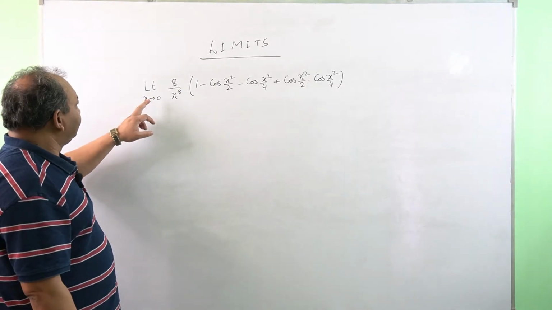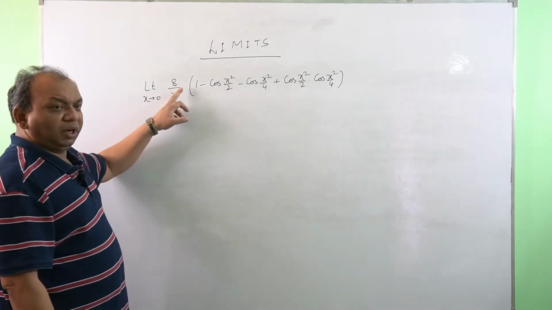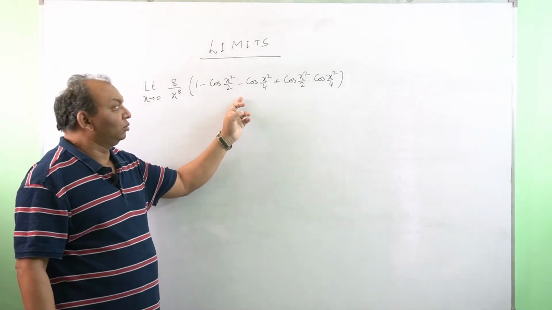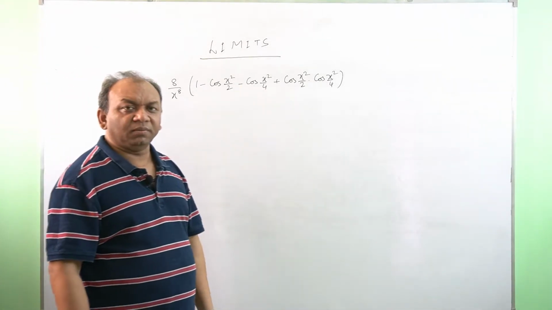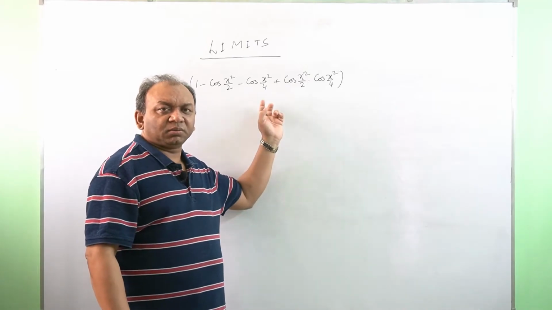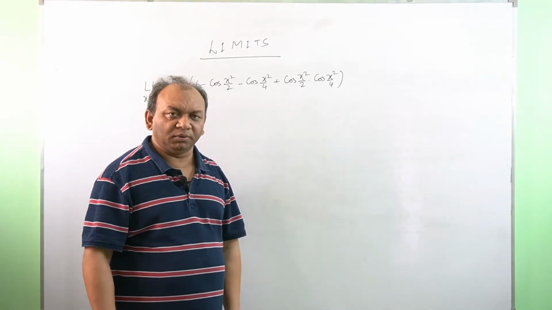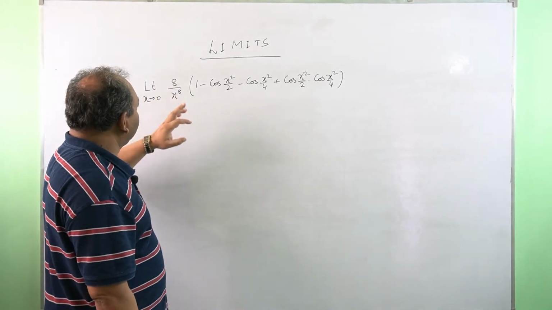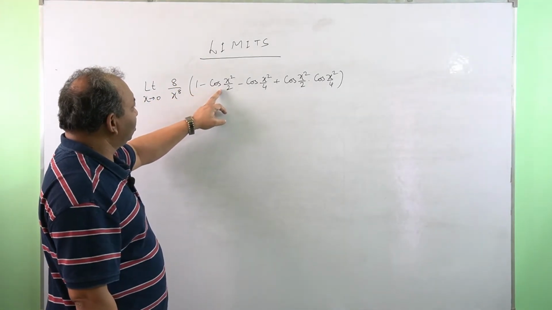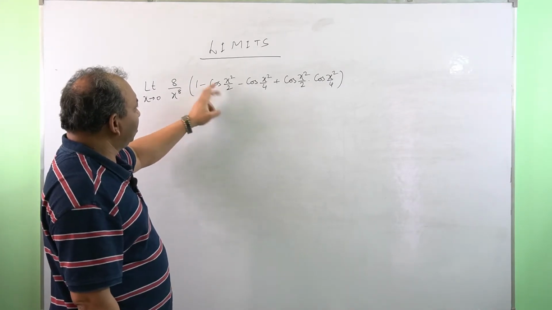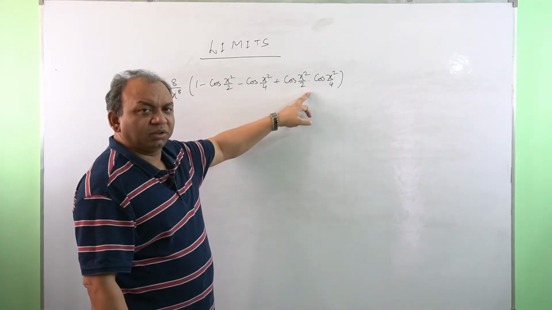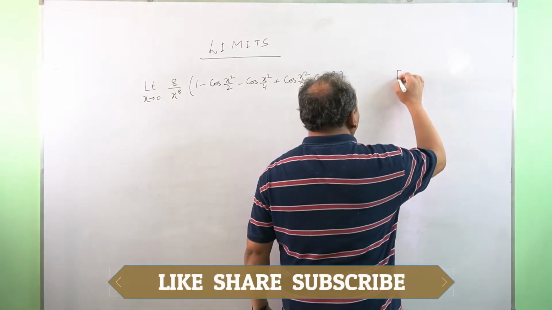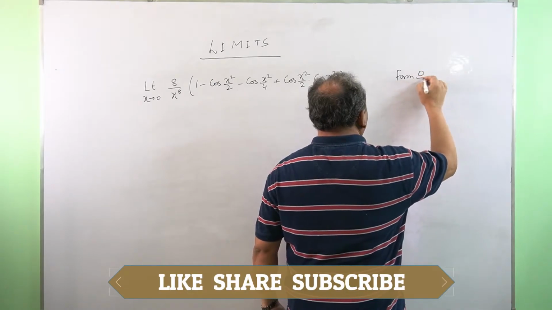Here is the question. Limit x tends to 0, 8 by x raised 8 into (1 minus cos x square by 2 minus cos x square by 4 plus cos x square by 2 into cos x square by 4). If we put x equal to 0, 8 by 0 into (1 minus cos 0, 1 minus 1 is 0, minus 1 plus 1 is also 0), so 0 by 0 is the meaningless form. Indeterminate form is 0 by 0.